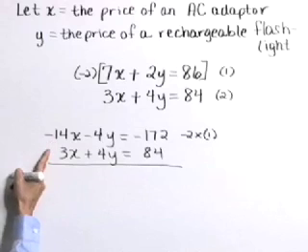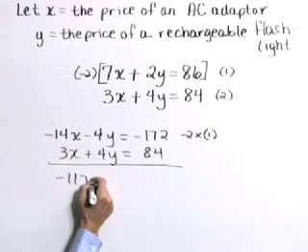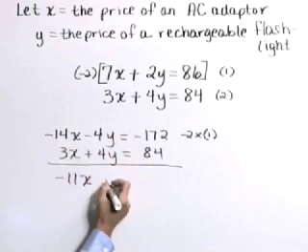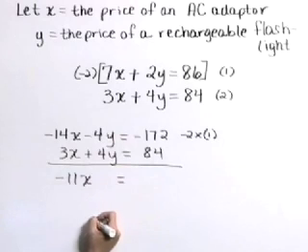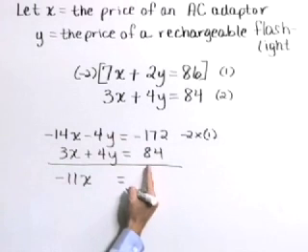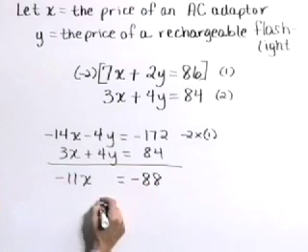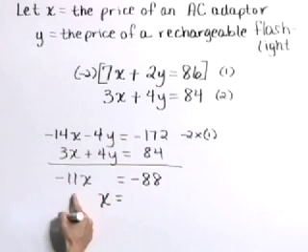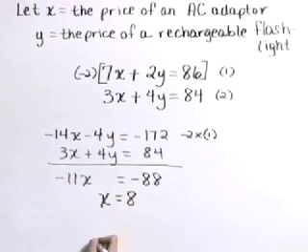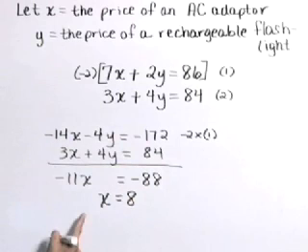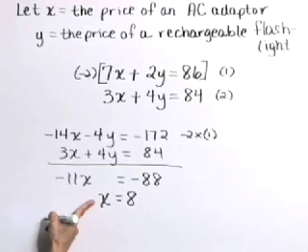-14x + 3x is -11x. Our y variable cancels. On the right-hand side, we get a value of -88. Dividing both sides by -11 gives x = 8. Remember that x represented the price of an AC adapter, and that's going to be an amount in dollars.